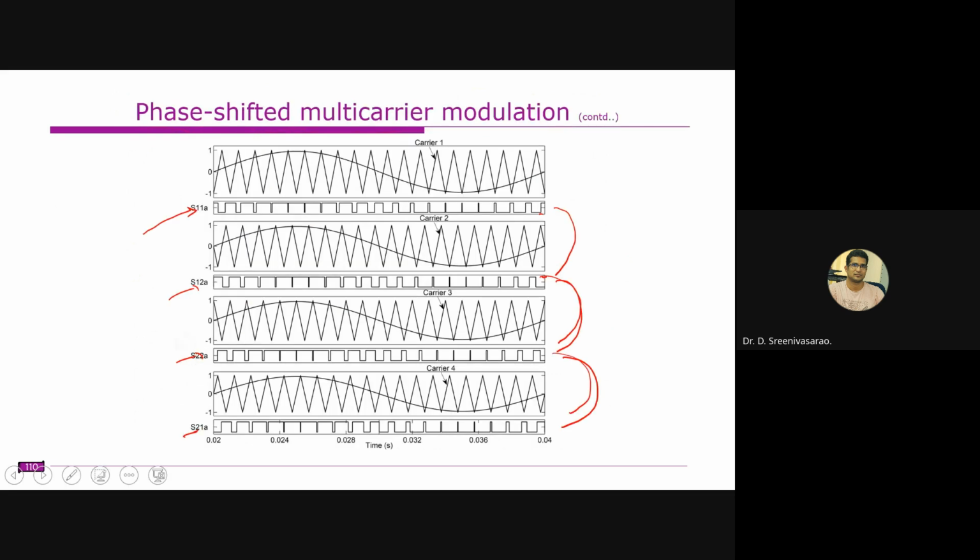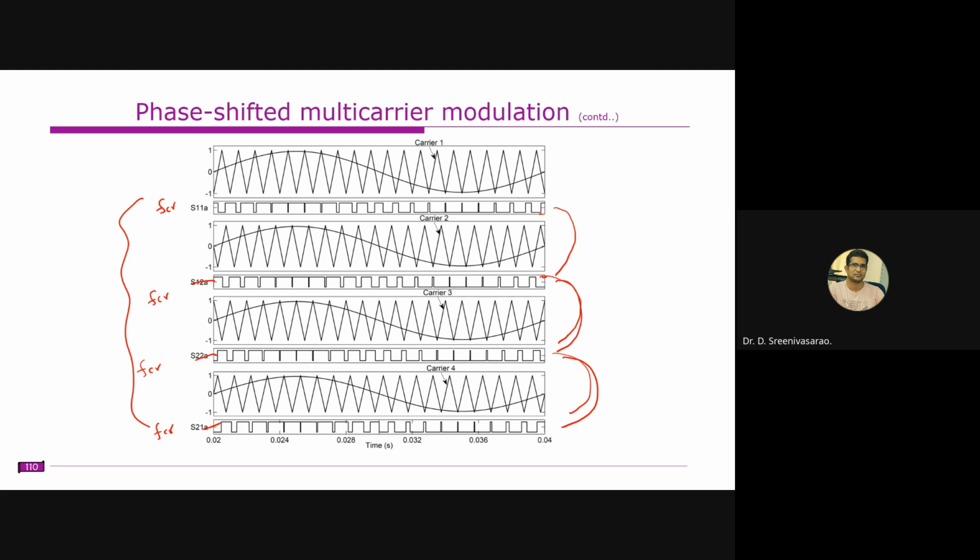Each switch is operating at the same frequency as the carrier, that means at FCR frequency. This is also operating at FCR, and this is also operating at FCR, right? So here all switches are operating at the same frequency. That means you have 4 carriers. So there are 2 things you need to keep in mind.